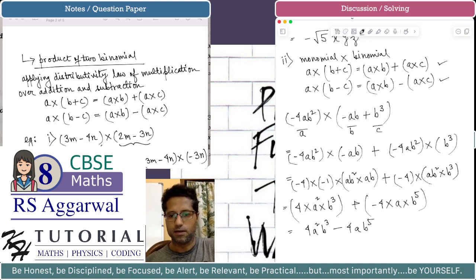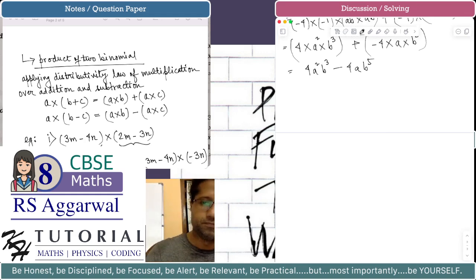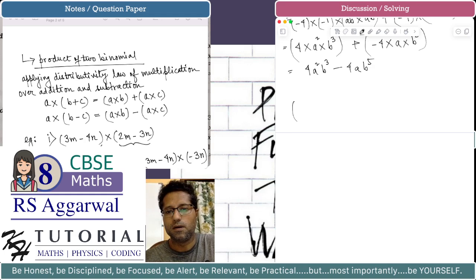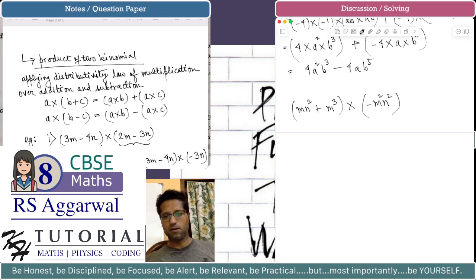Okay, let us take another example. Let us say we have to find the product of a binomial, let us say mn square plus m cube, multiplied by the monomial, let us say minus m square n square. So the first expression is a binomial and this is a monomial.